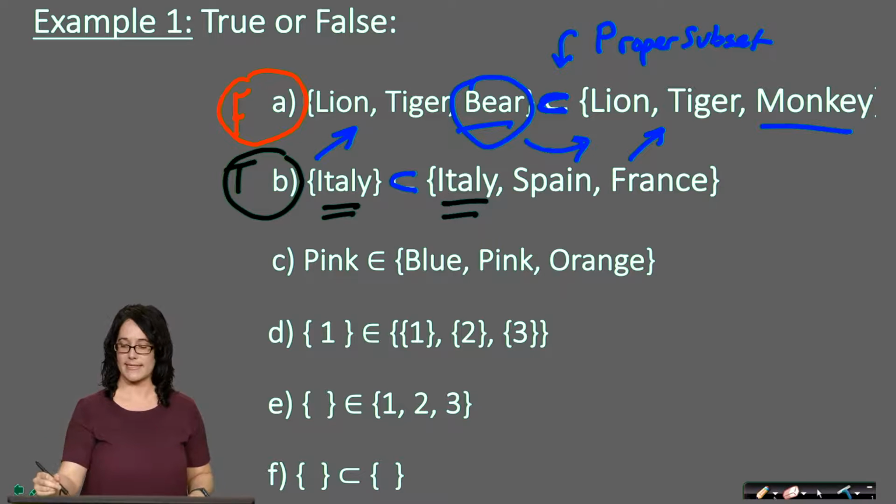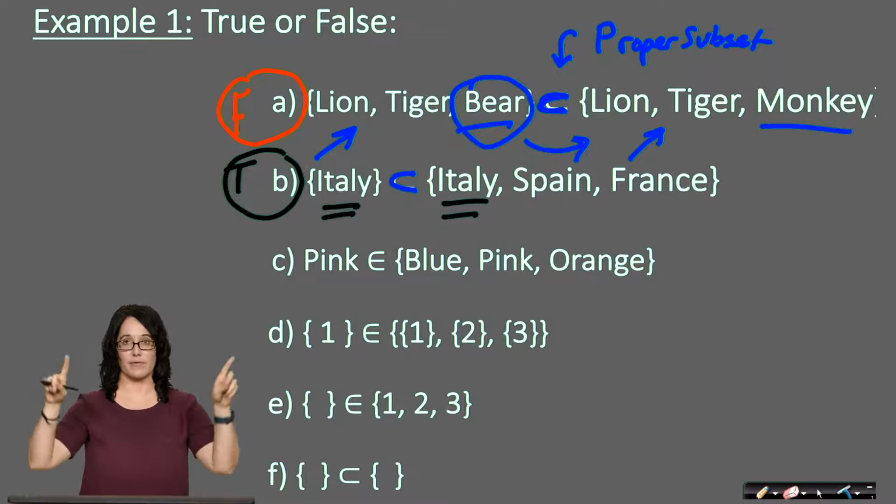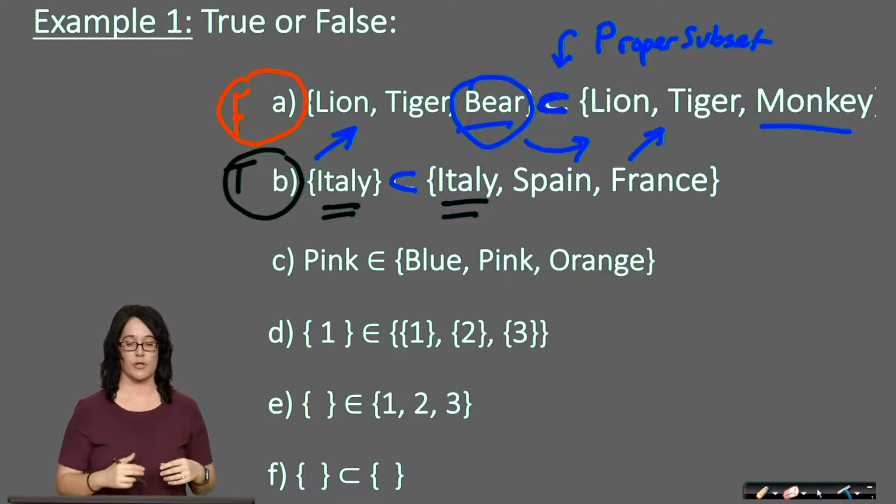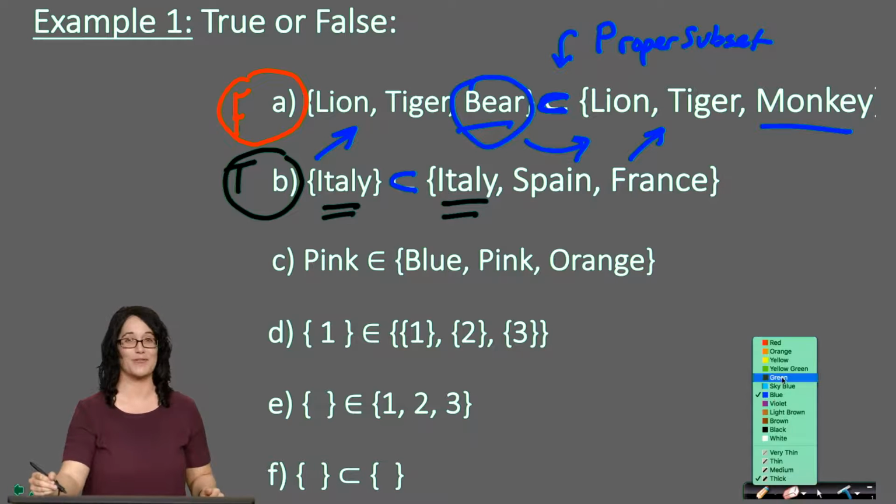Let's take a look at C together. C says pink. Now notice something's missing. Pink is an element of, and then we have the braces again. Inside of this set, it says blue, pink, orange. So is pink an element of the set containing blue, pink, and orange? You can pause the video. You can tell me what you think. True or false? If you said true, you were right.